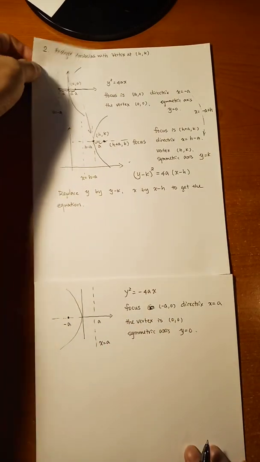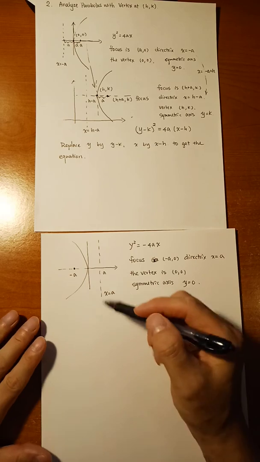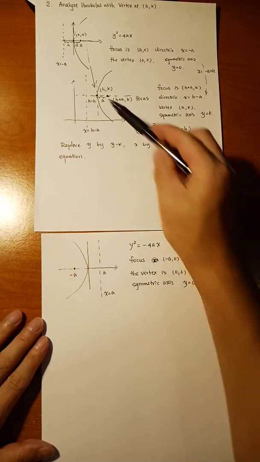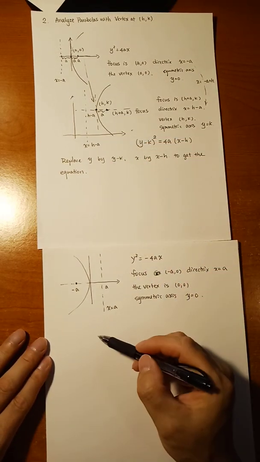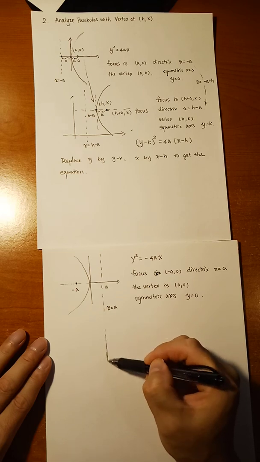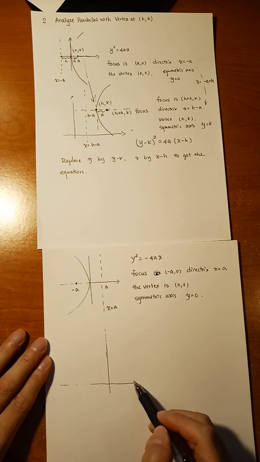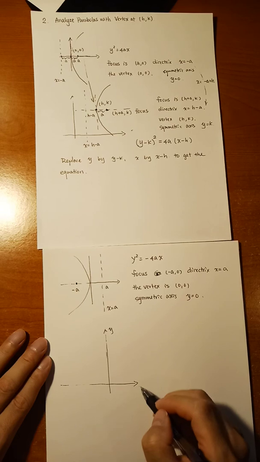Okay, and now we are going to move the vertex. We're going to move this vertex to the point (h, k). This is the x, y axis.